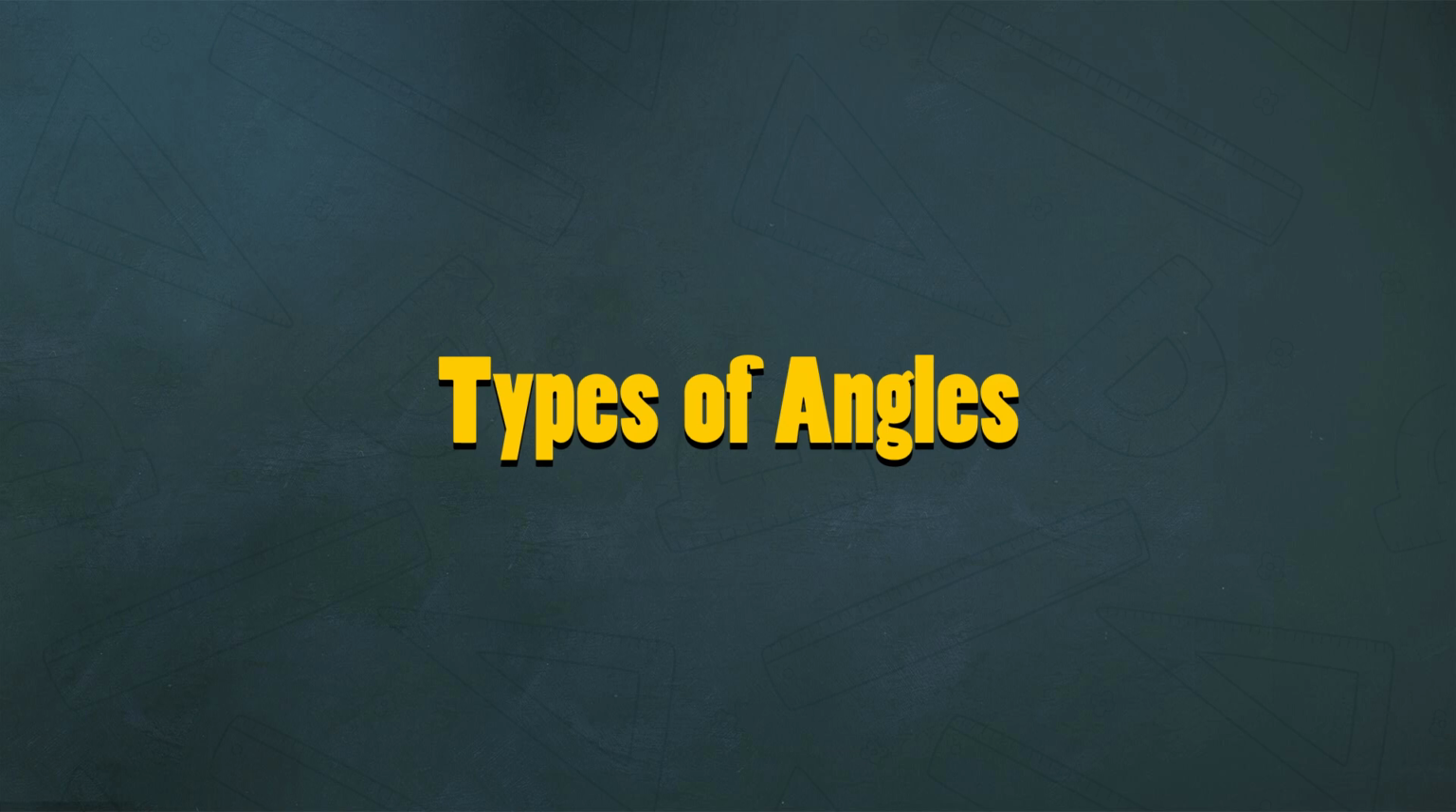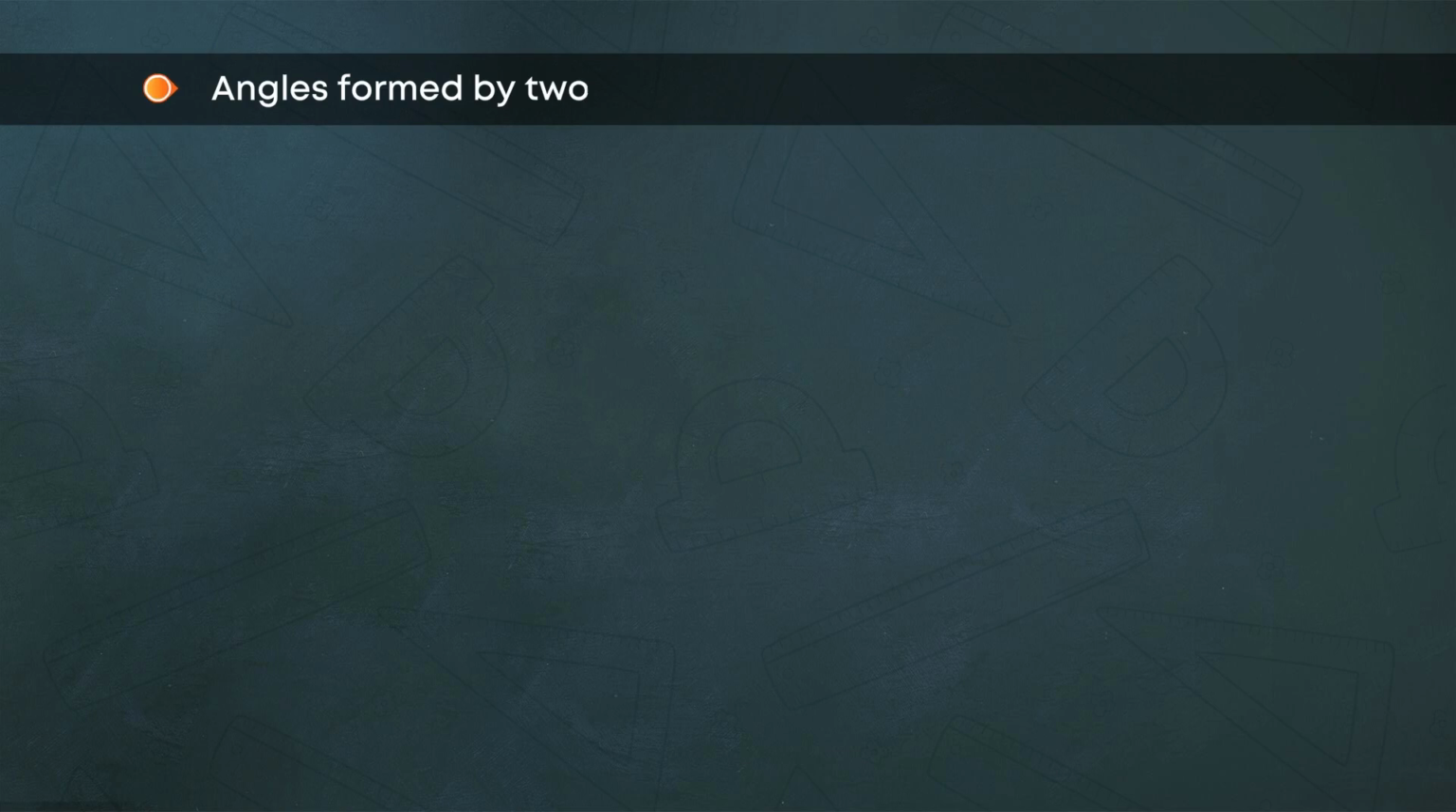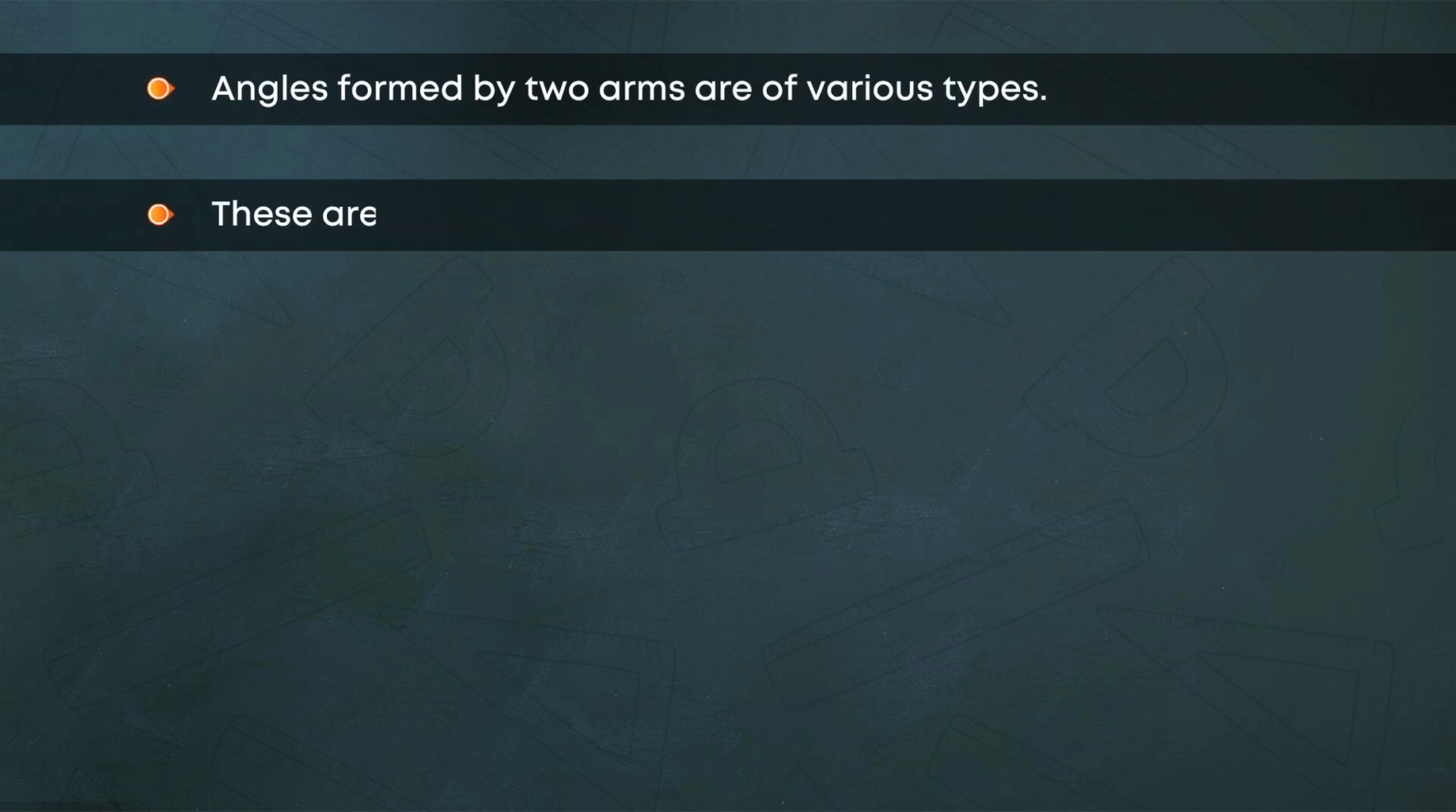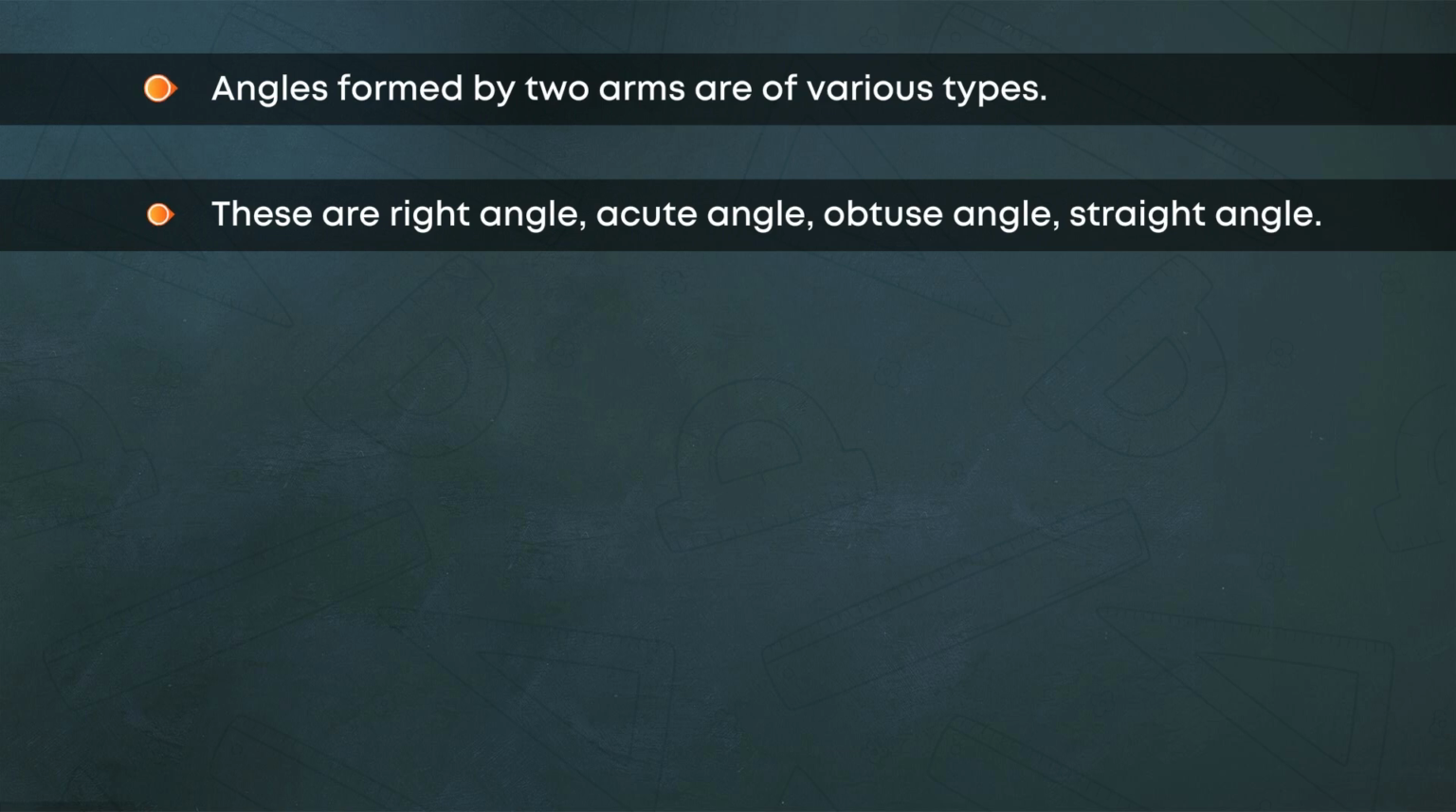Types of angles. Angles formed by two arms are of various types. These are right angle, acute angle, obtuse angle, straight angle.